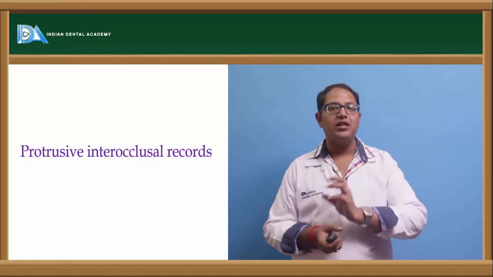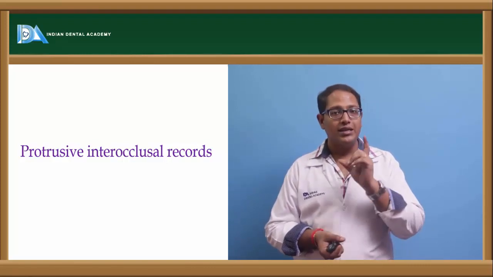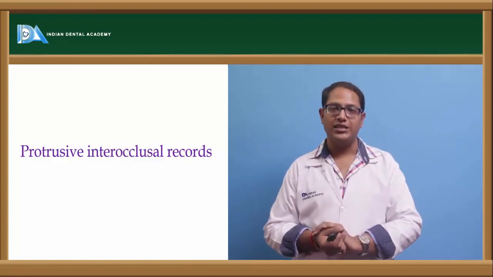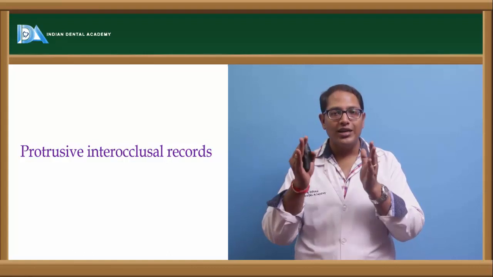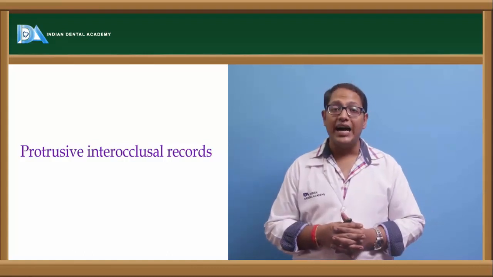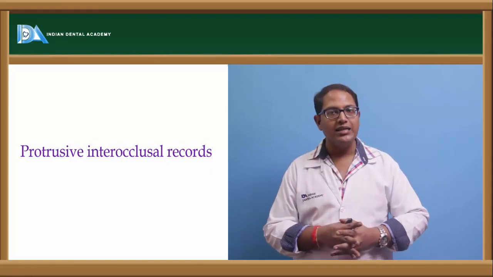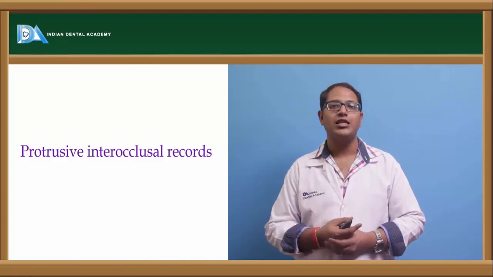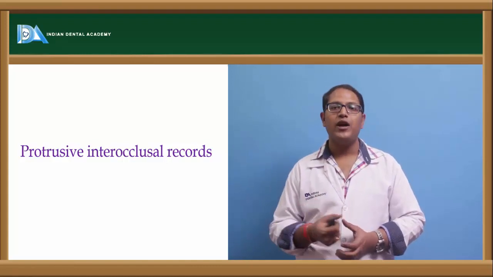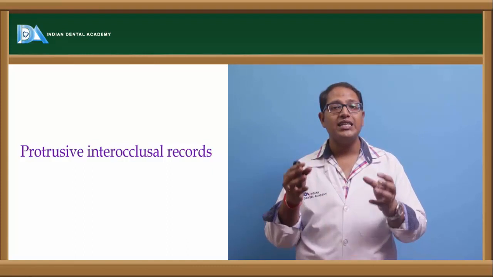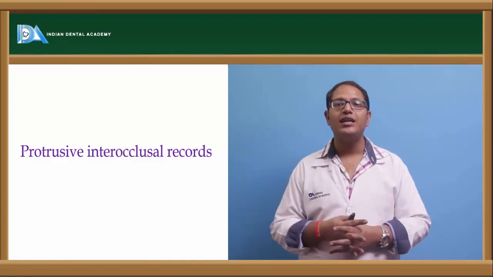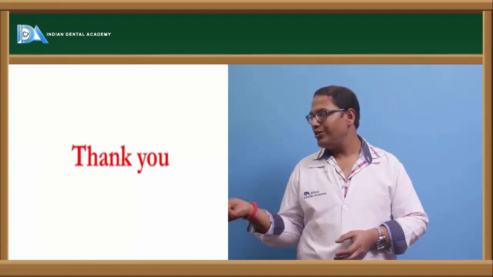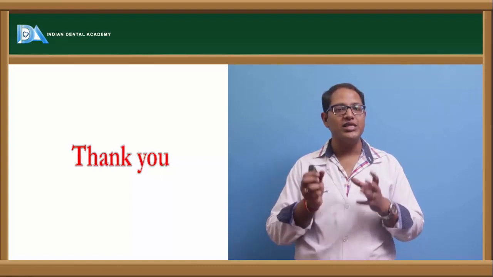After having the protrusive interocclusal record, the articulator is manipulated to find out how much the condylar guidance of the patient is. So condylar guidance is achieved with the help of the protrusive interocclusal record, where programming of the articulator will start, and you have to find out the precise and customized condylar guidance for that particular patient. This is all about interocclusal records.